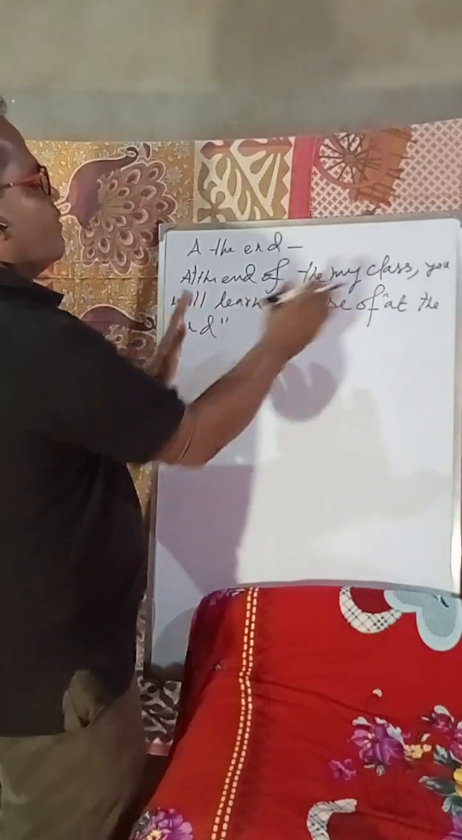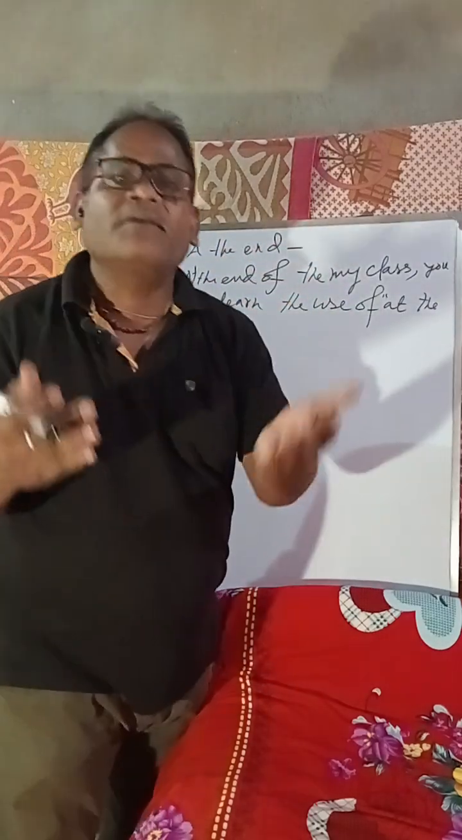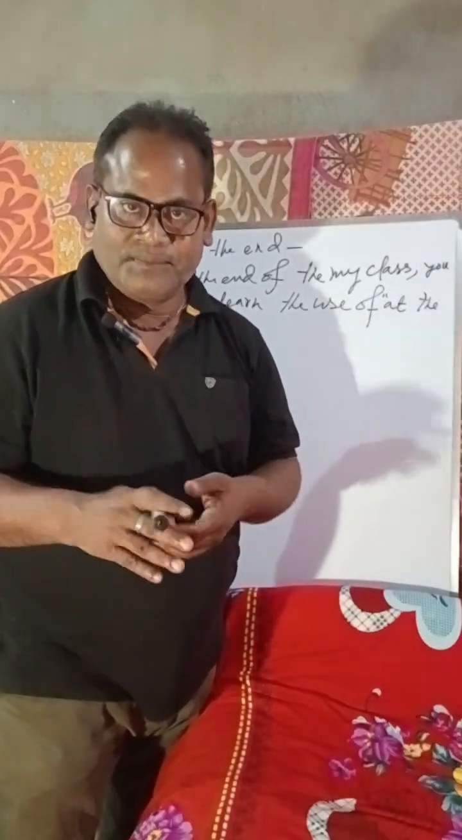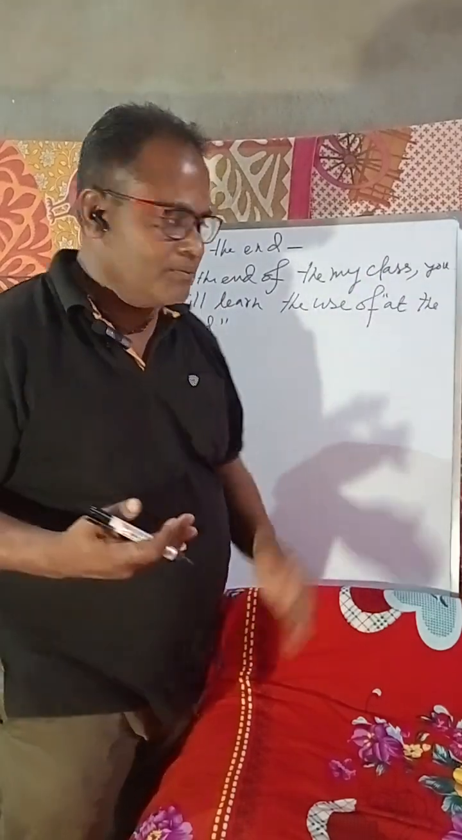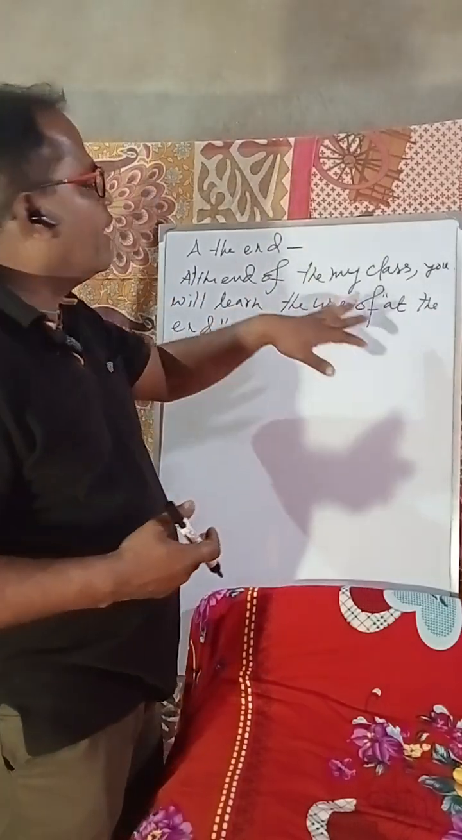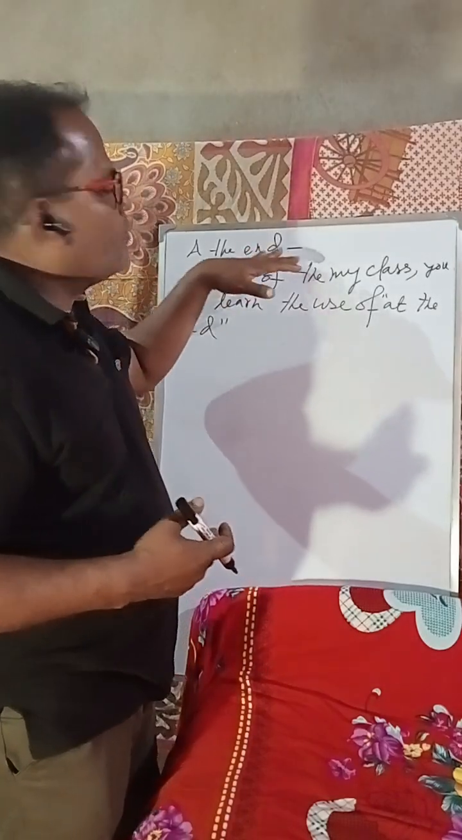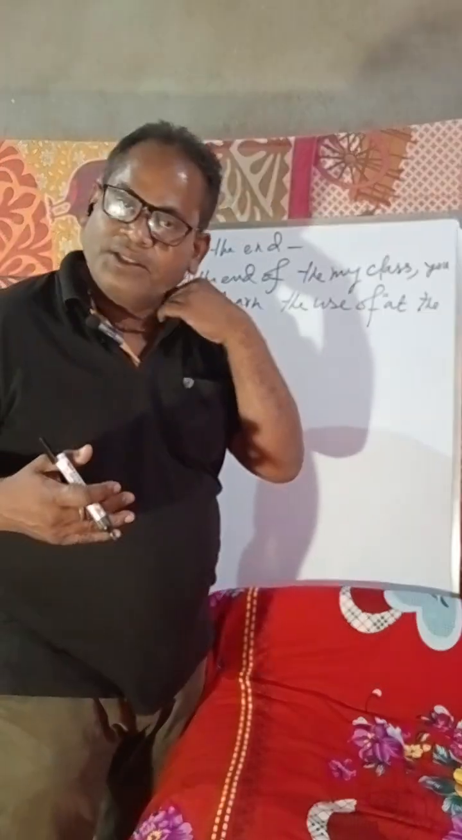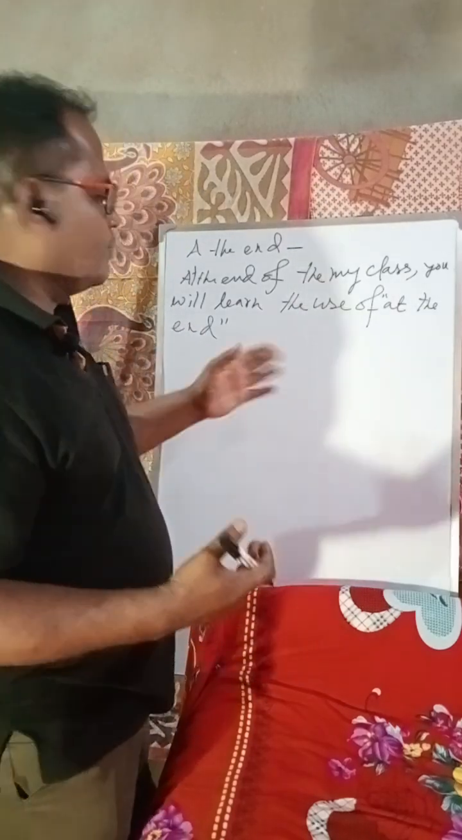At the end of my class means the class that I am taking. So I'm talking about the time. Understood? At the end of the time. At the time when the class ends, you will find it very easy to use the prepositional phrase at the end of something. Do you get it? At the end of what I am doing now, at the end of my class.